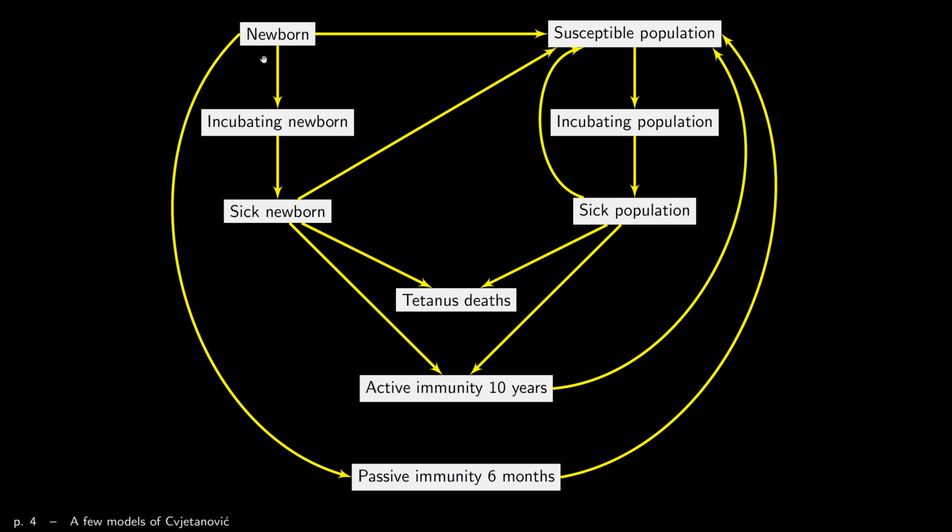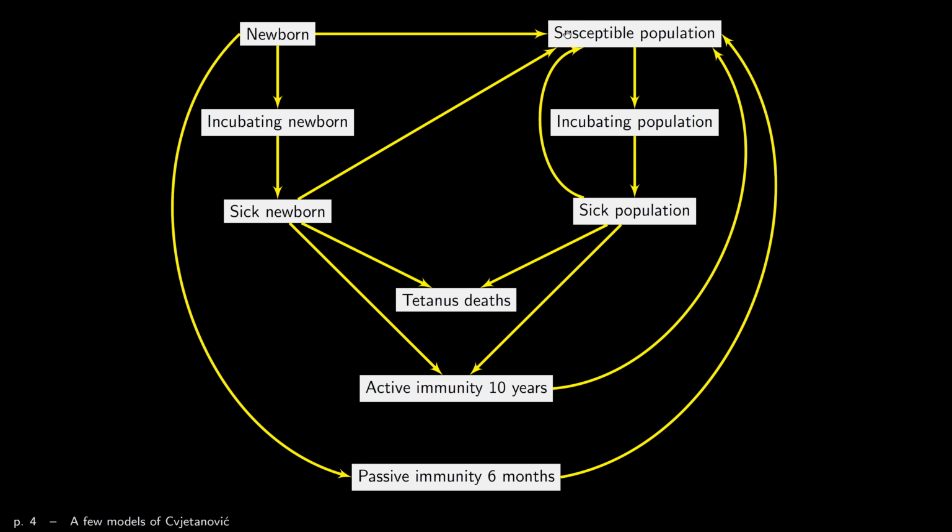So there's 2 types of susceptible. There's the newborn and the regular susceptible. So newborns are up to a certain number of months only, after which they move into the general susceptible population. Upon infection, a newborn is incubating and then sick, and likewise upon infection, a regular susceptible becomes incubating and then sick.